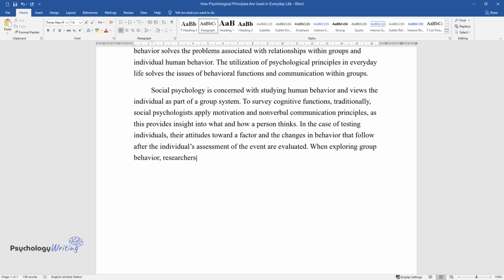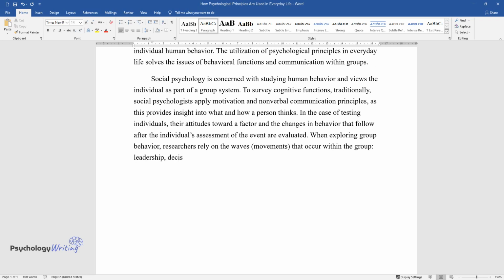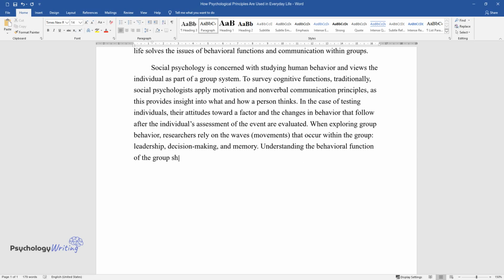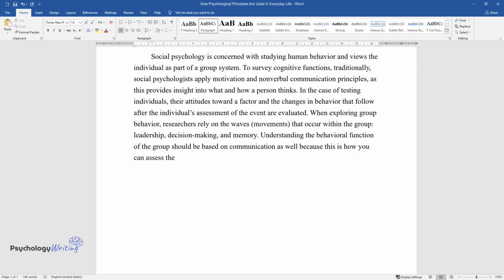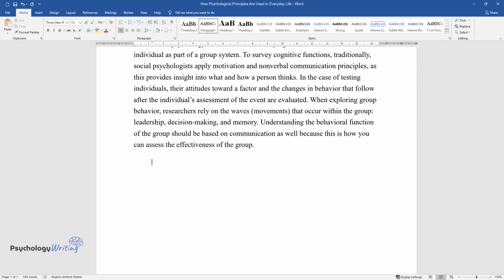When exploring group behavior, researchers rely on the waves, movements that occur within the group, leadership, decision-making, and memory. Understanding the behavioral function of the group should be based on communication as well, because this is how you can assess the effectiveness of the group.